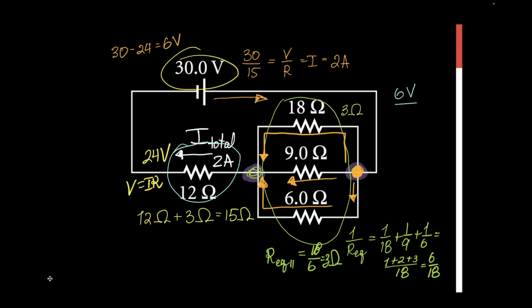18 takes 6 volts, so that is 1/3 of an amp. 9 takes 6 volts, so that becomes 2/3 of an amp. And then 6 per 6 is 1 amp. So 6 takes 1 amp. And again, voltages don't add up for parallel. They each get 6 volts. So there you go.